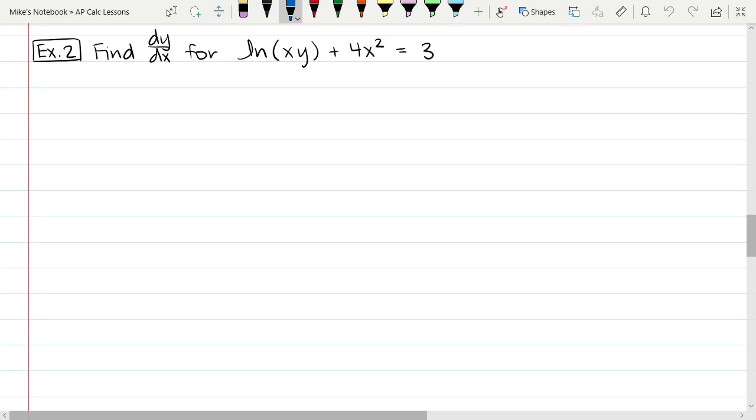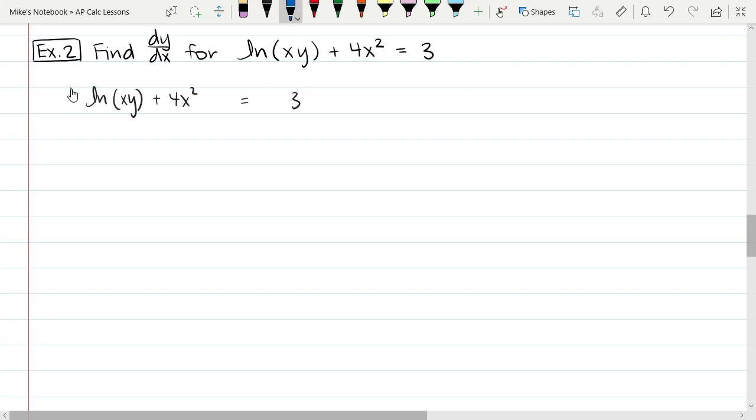All right, and so now that you've already learned about implicit differentiation and now that we've learned about log derivatives, now we're going to combine those. So here we are going to find dy/dx, so find the derivative of y with respect to x for natural log of x times y plus 4x squared equals 3. So remember, first thing we're going to do, let me go ahead and rewrite this. So I have the natural log of xy plus 4x squared equals 3.